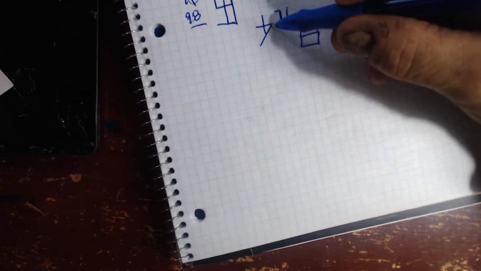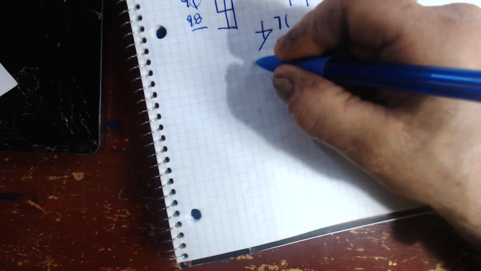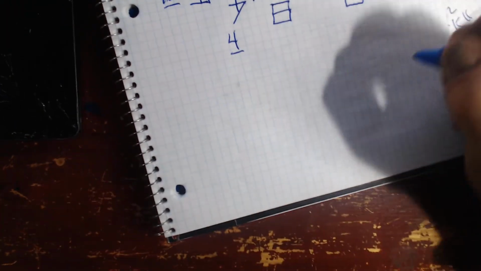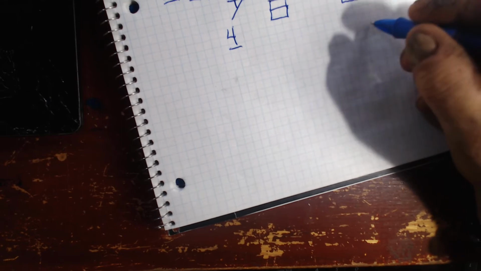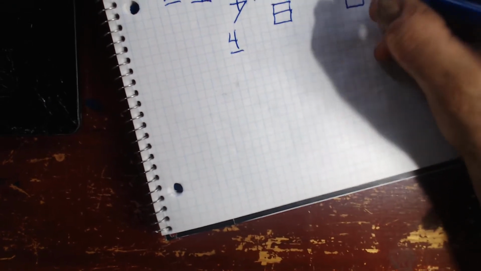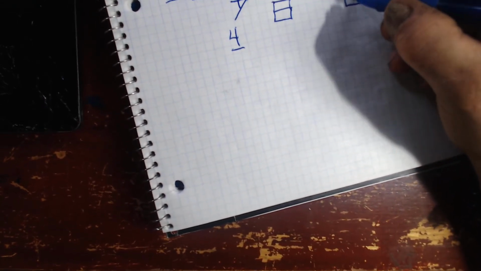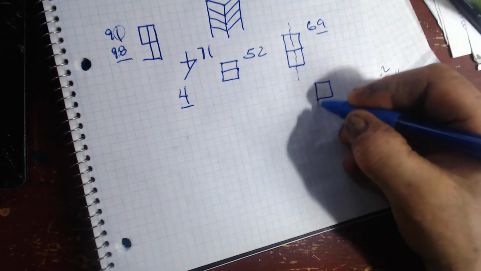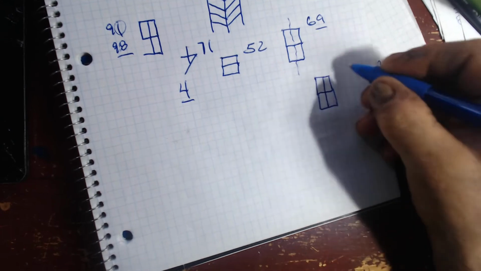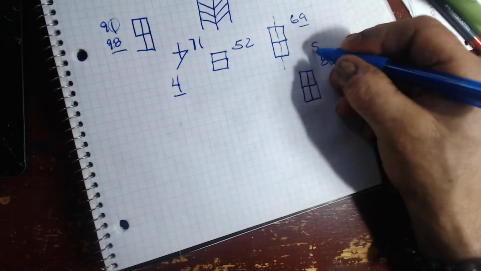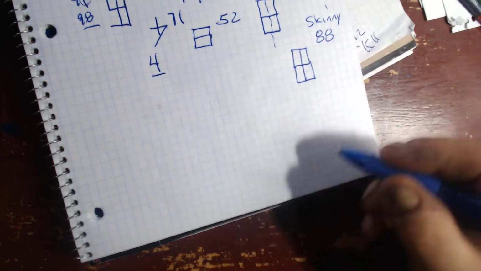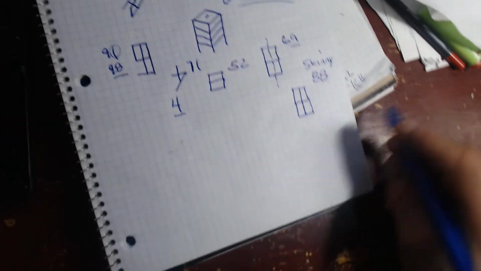All zeros will equal 7. I took the number 7, I put the 1 to it, and now it looks like a 4. I put the 5 and 2, now it looks like an 8. I put the 6 and 9, and now it looks like an 8. But what if I took the 8 and added a 1 to it? I end up with a skinny 88. Rectangular. Skinny 88.